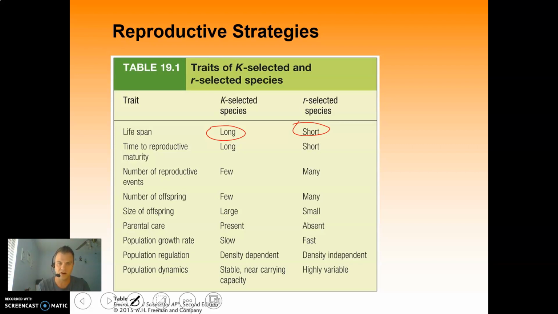Population dynamics are near the carrying capacity and pretty stable for K-selected species after a time, and it's highly variable for r-selected species with lots of die-offs. So you can see K-selected species, like I said, are larger animals, or even plants. Large trees, like giant redwoods, would be K-selected species, along with whales and humans and dolphins and tigers.